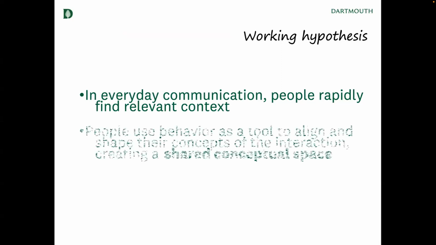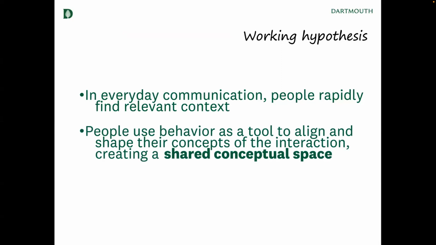Now, today I will present evidence from an autism study, so no neuroimaging, I'm sorry about that. But an autism study suggesting that a crucial portion of the context is constructed on the fly by the members of the interaction themselves, so by the people themselves. That is, people use behavior not only to transmit information in the information theoretic sense, but they also use those behaviors as a tool to align and shape their concepts of the interaction. And by doing so, they create a shared conceptual space that provides critical context for selecting and interpreting past, present, and future behaviors. So this conceptual space is unique to the situation.